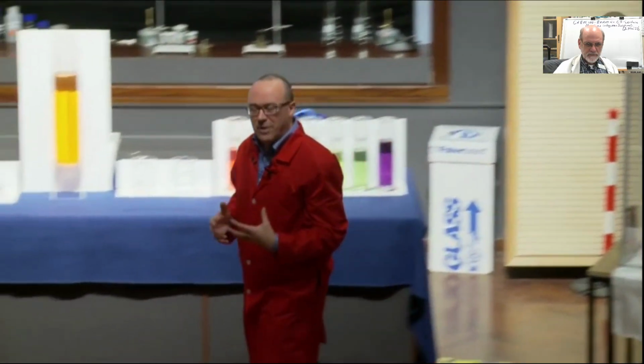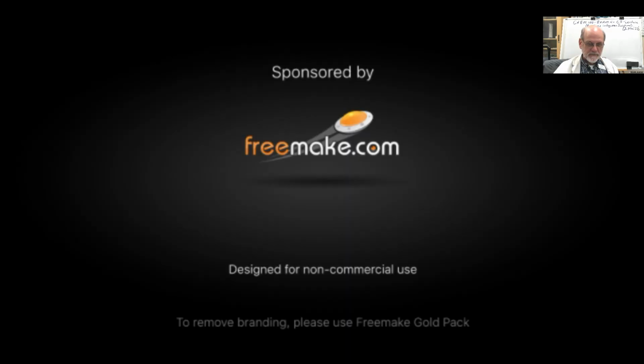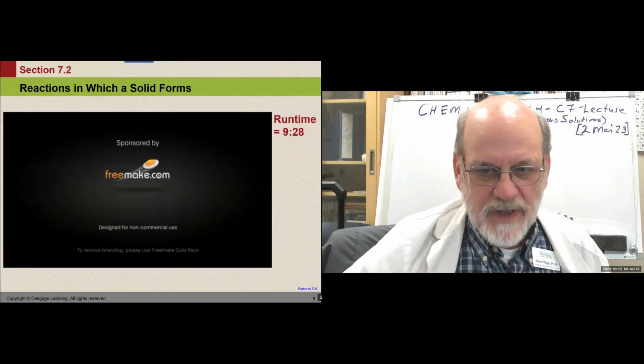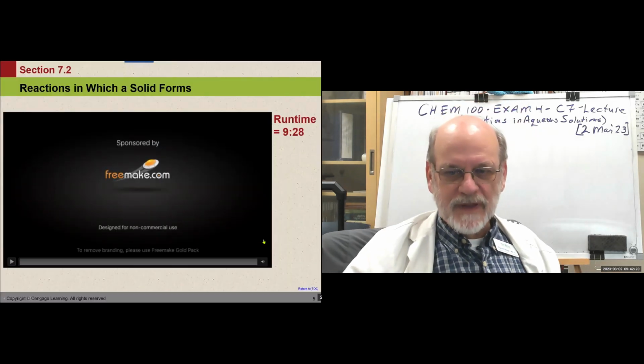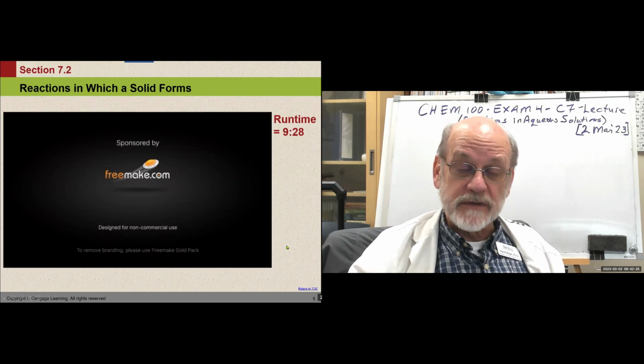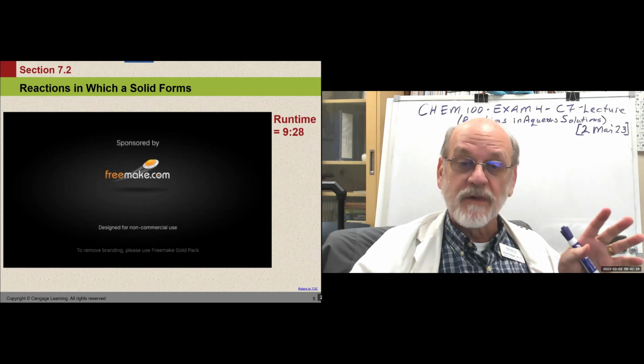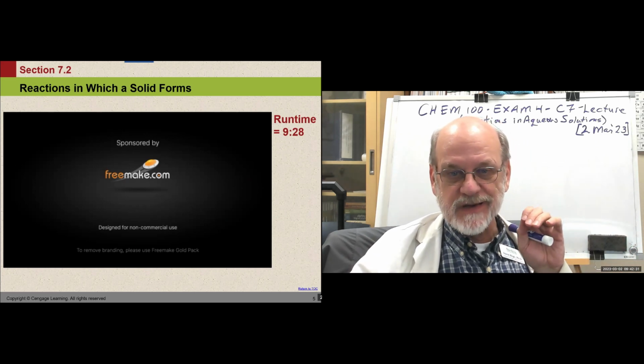Okay, so that's a chemical reaction that involves a change of state. Okay. That was pretty interesting. Those reactions were driven to completion by a change of state.